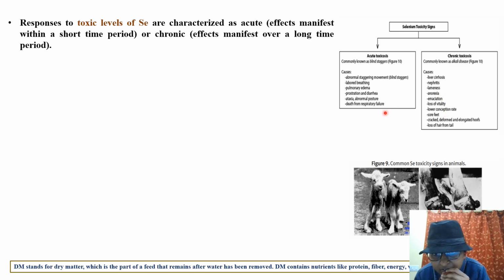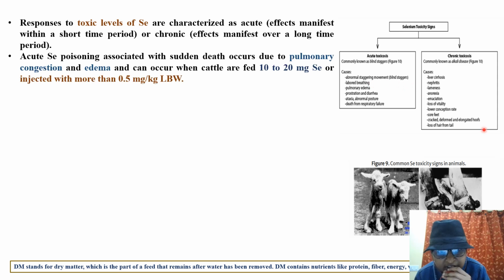Anorexia we have come across already. Respiratory failure, death from acute poisoning, pulmonary effects on the lungs, labored breathing, staggered movement, here the blind staggers. Here is a question or option it contains.